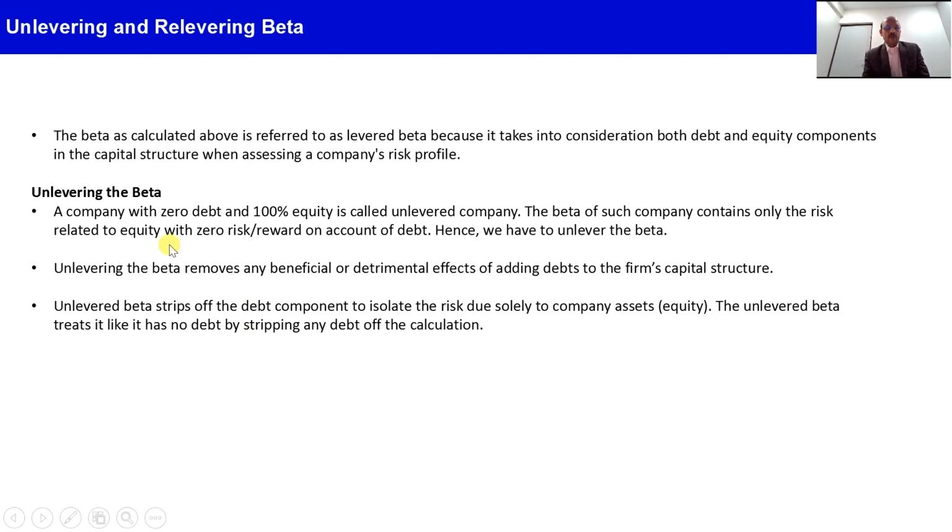However, when a company has zero debt, meaning it has 100% equity, it is called an unlevered company. So how do we calculate the beta of that company?